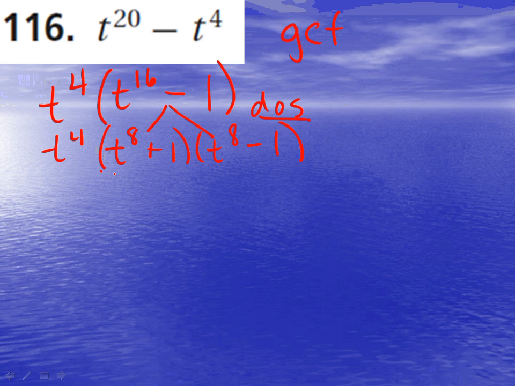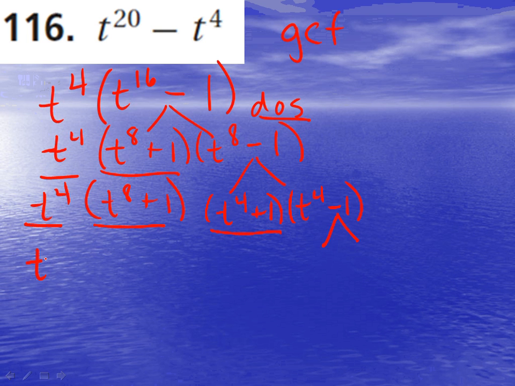Now this plus 1 is the sum of 2 squares, and we don't have any factoring for that, so that one's done. This t to the fourth is finished, but this t to the 8th minus 1 will go again. That's going to be t to the fourth plus 1 and t to the fourth minus 1. I've got to bring down my GCF and my sum of 2 squares. This one's done, this one's finished, this one's complete. However, this t to the fourth minus 1 will go again.